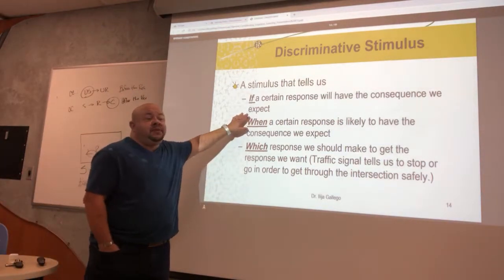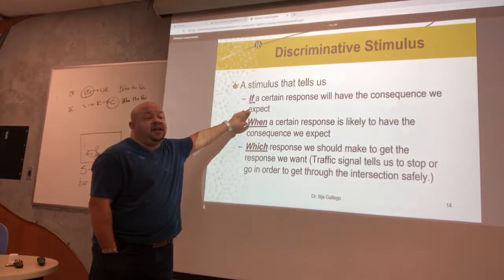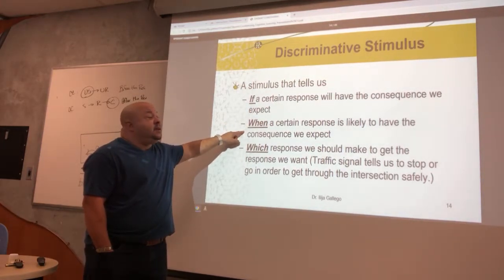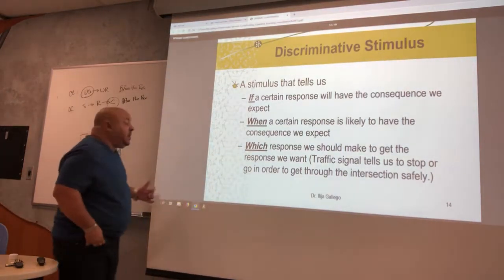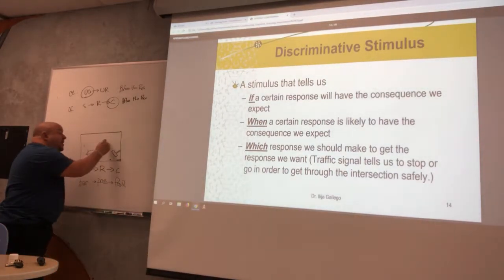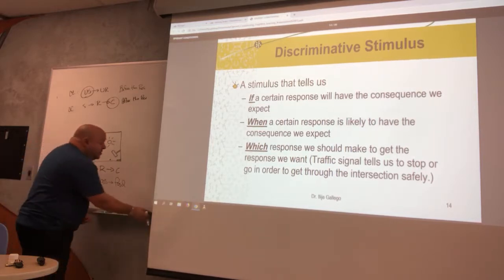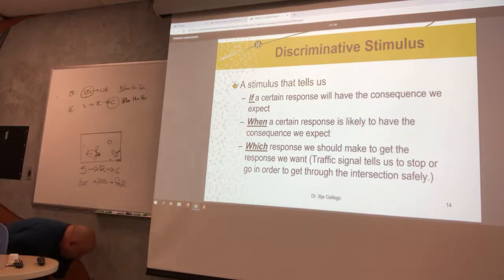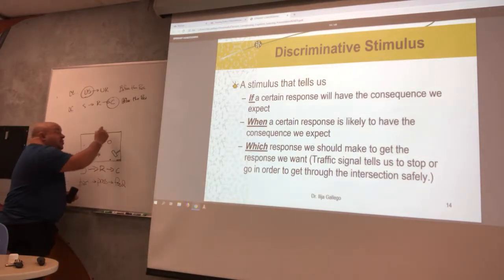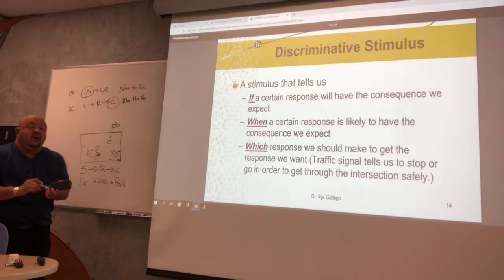So a discriminative stimulus is a stimulus that tells us if we should make a certain response, if it's going to get us the consequence we want, or when to make a certain response to get the consequence we want, or which response to make to get the consequence we want. So in the Skinner box, we can put a light. And the light, when it's on, if the rat presses the bar, it gets a pellet of food. But when the light is off, the rat does not get a pellet of food, no matter how many times he or she presses the bar. So this light serves as a discriminative stimulus. It tells the rat if it should make a response now or when to make it. You got it? All right.